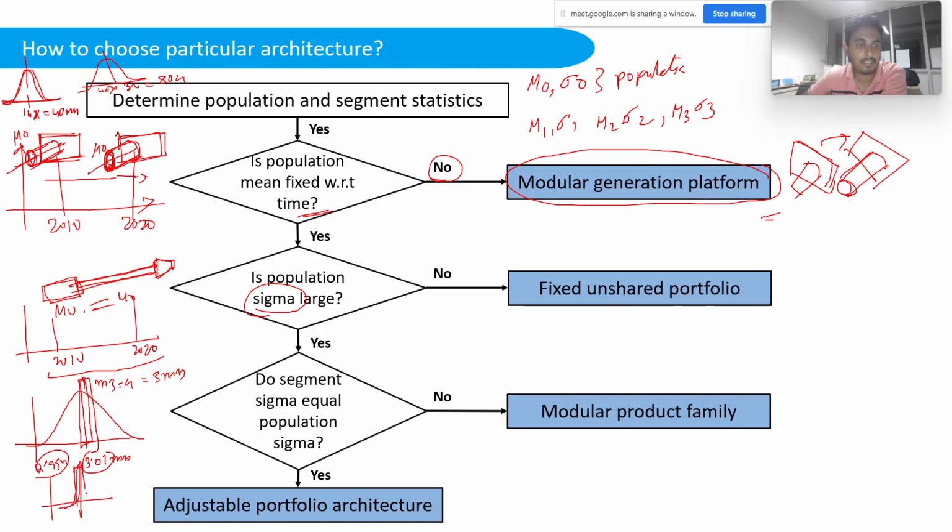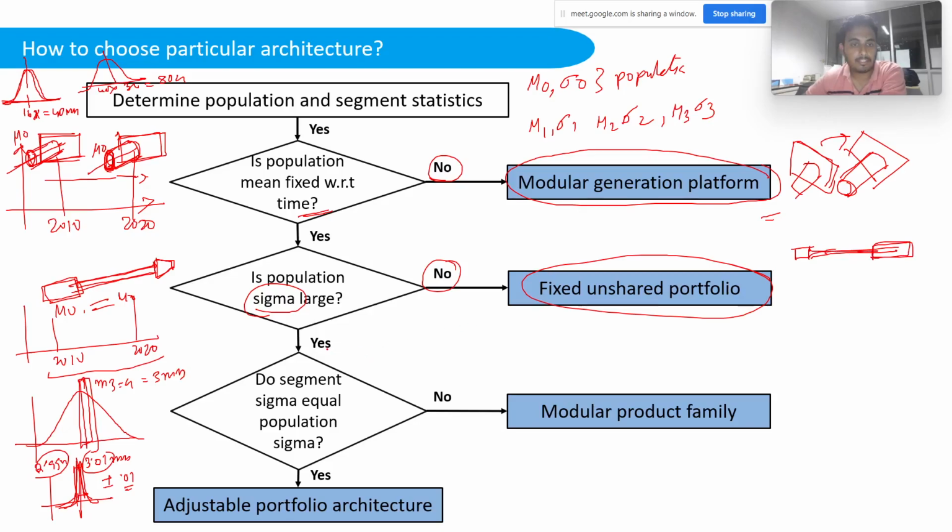We have a very steep bell curve, where the deviation is almost negligible, like plus minus 0.01 is the standard deviation, and the mean is 3 mm. So is the sigma large? No, that means there is not much variation. Then we can go for a fixed and unshared portfolio. That means we will fix a particular design and will not change it across various products. Clear?